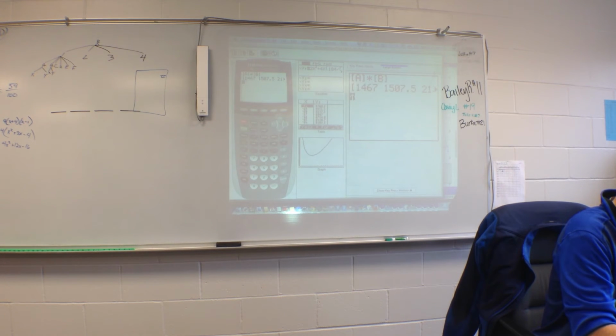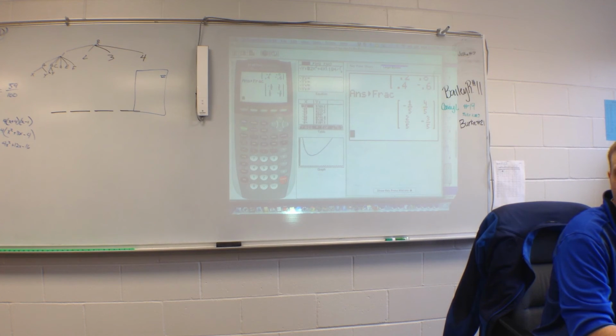So if I go second matrix A, and then I press the inverse key, it has to be a square matrix for us to do it by hand. And here's the cool thing too. It'll change it to fractions for you too, just like it does anything else.